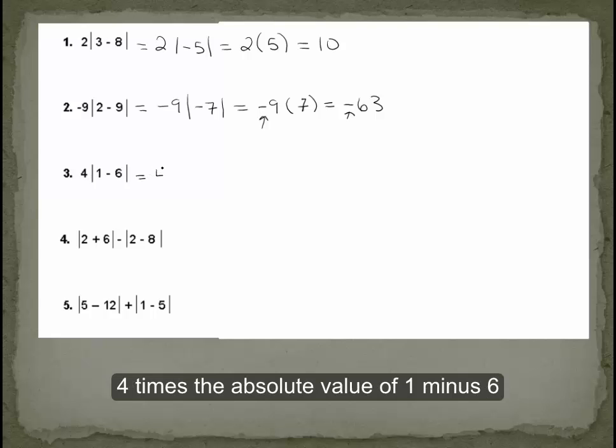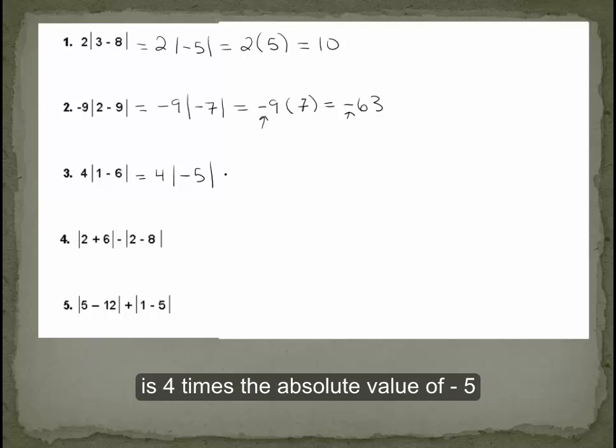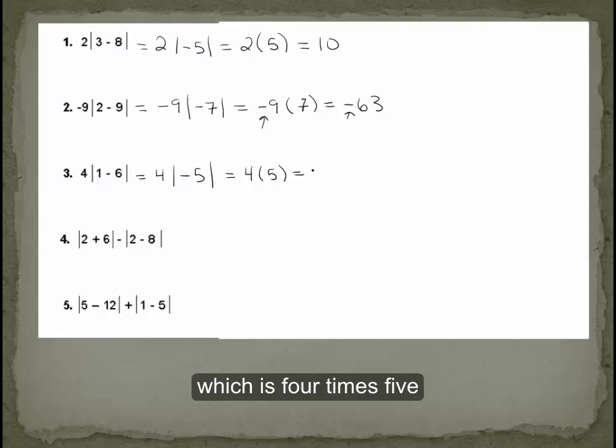4 times the absolute value of 1 minus 6. It's 4 times the absolute value of negative 5, which is 4 times 5, which is 20.